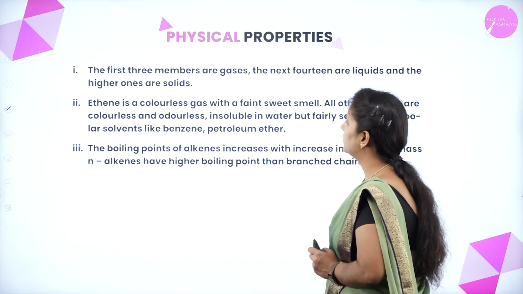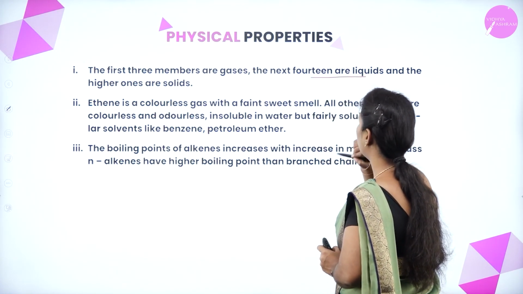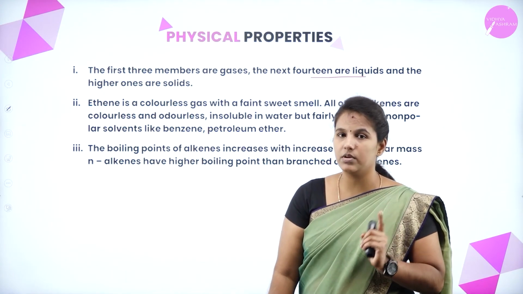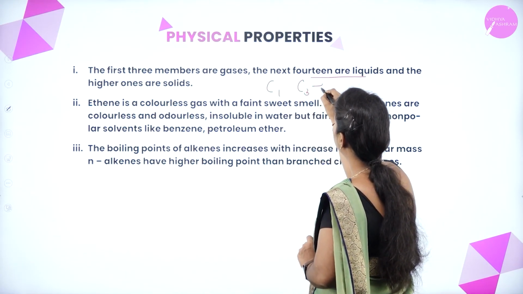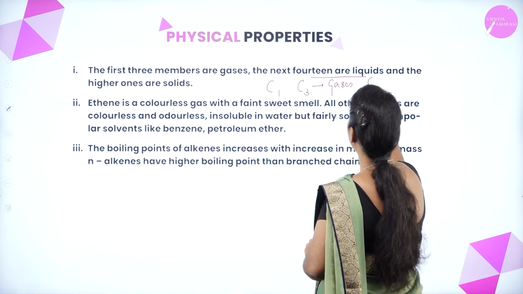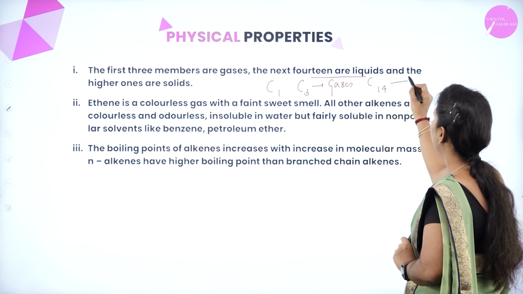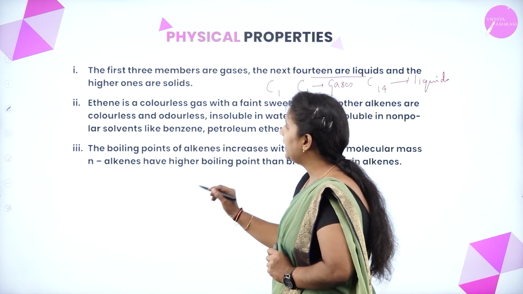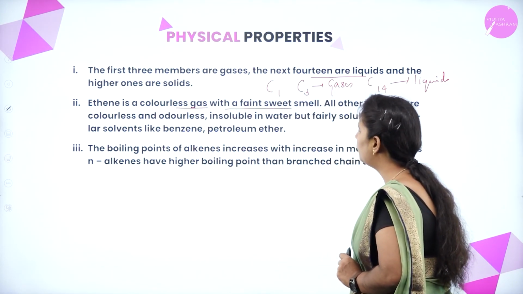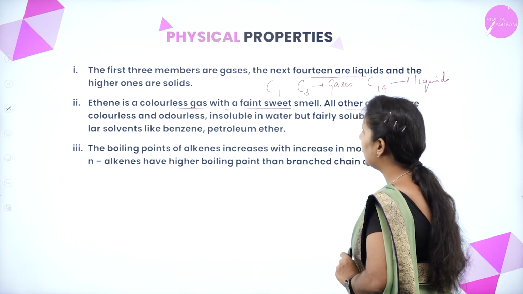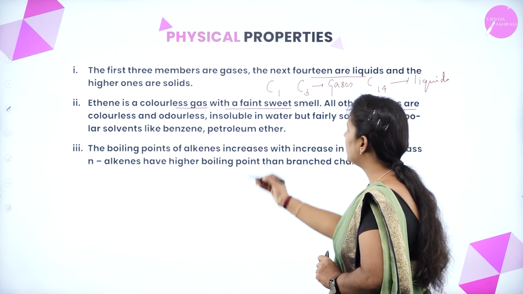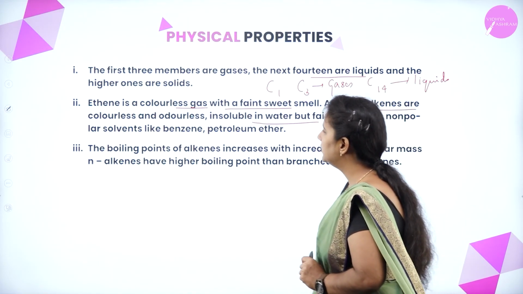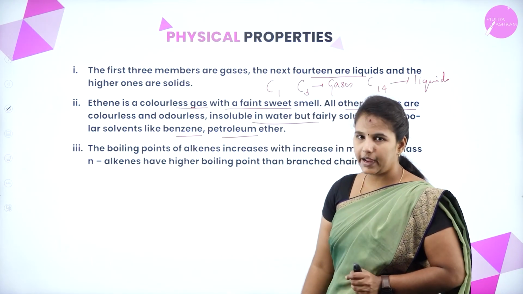The first 3 members are gases, next 14 are liquids and higher ones are solid. When we talk about the alkenes, the first 3 members, that is from carbon 1 to carbon 3, they are gases. Carbon 4 to 14, they are liquids. Above 14, they are solid in nature. And ethene is a colorless gas which gives a faint sweet smell, and all other alkenes are colorless, odorless, and they are insoluble in water, but fairly soluble in organic solvents, that is benzene, petroleum ether, etc.